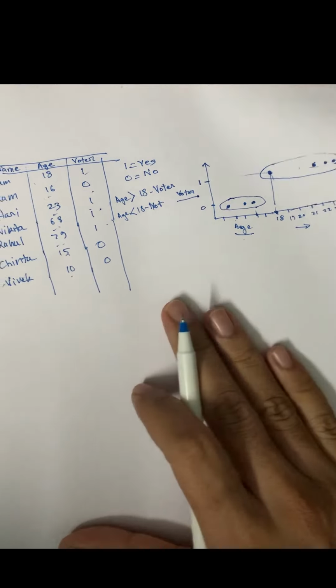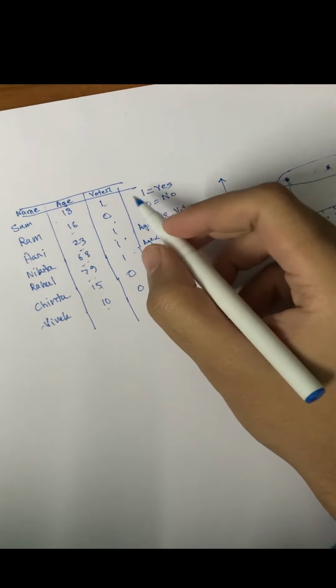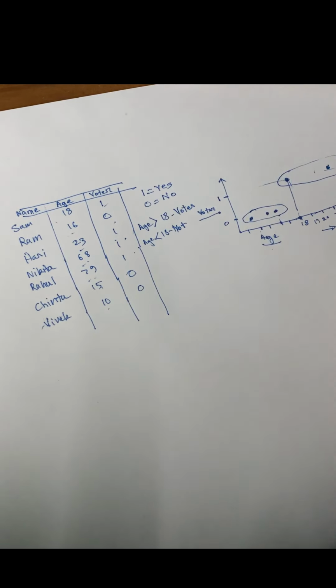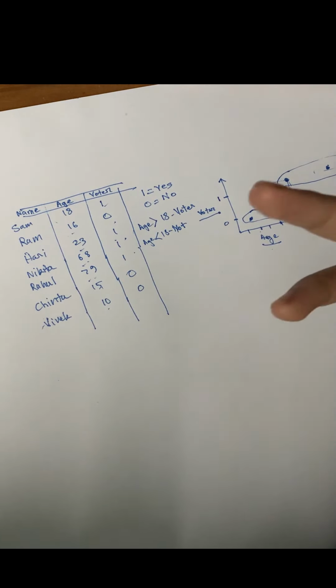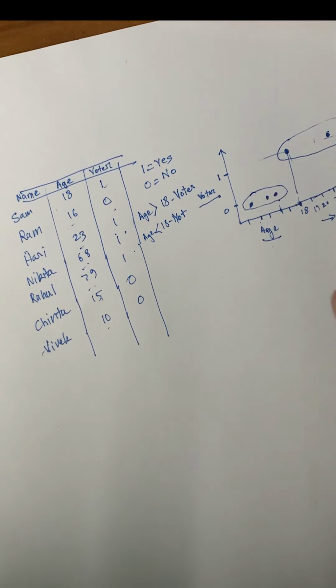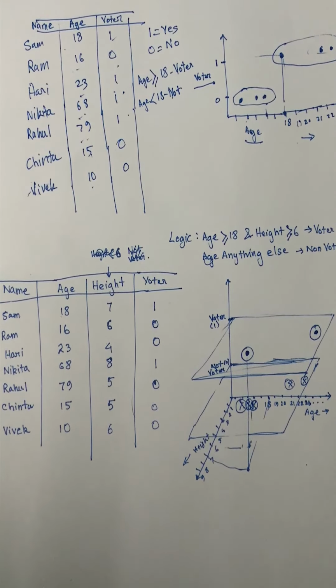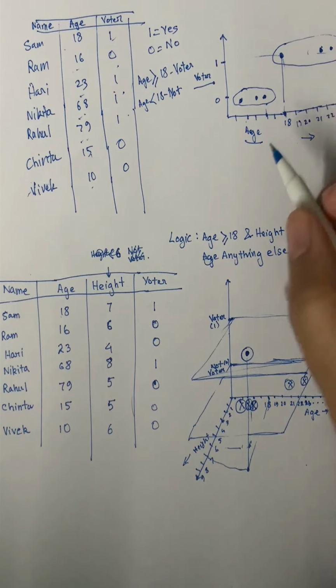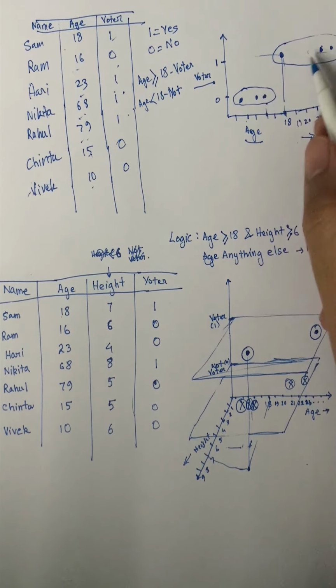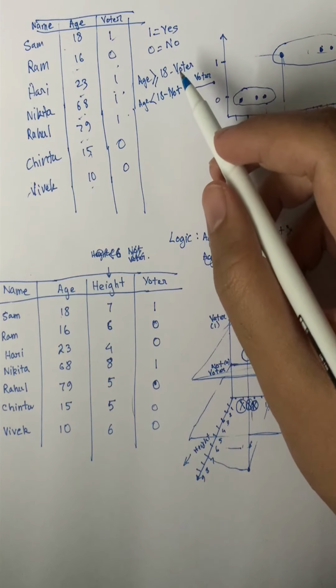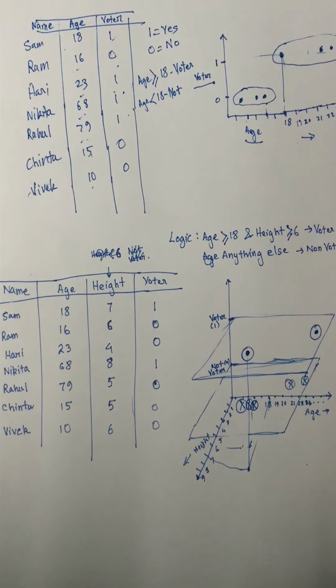Okay, now let's take a different condition. Let us assume that we're in a hypothetical country and the age is not the only factor for voting, but also maybe the height. Let's take it hypothetically. If we add a new column, which is height, then what will happen? As we have seen in the previous example, we can segregate with the logic that if someone is greater than or equal to 18, then the person is a voter, otherwise not.